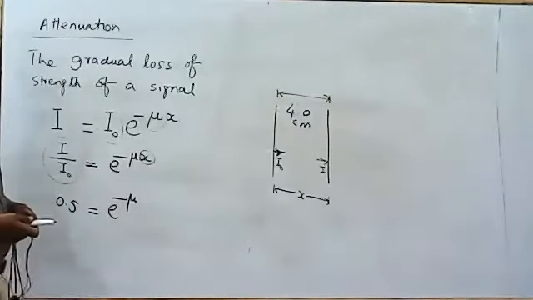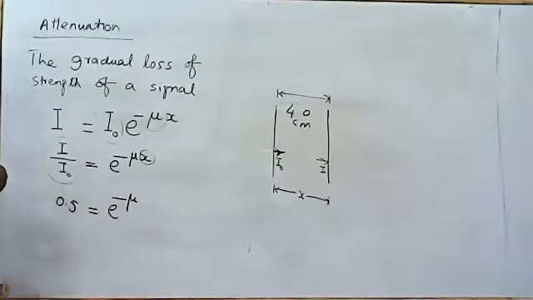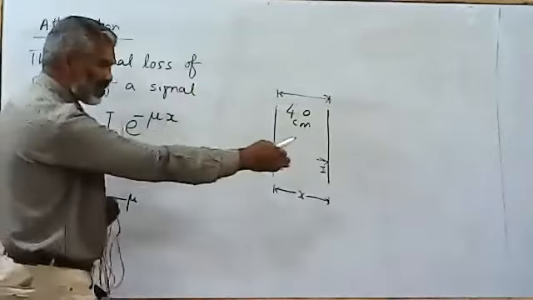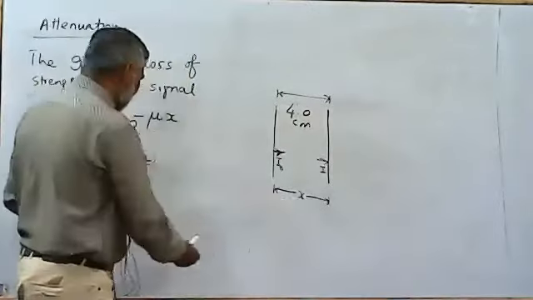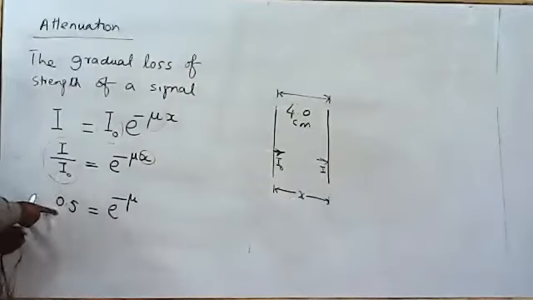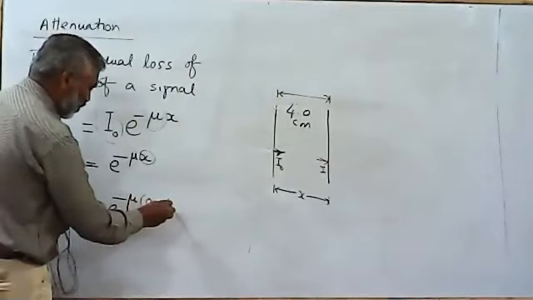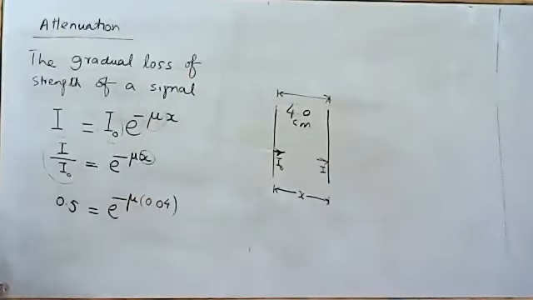So let's see how we handle this type of question in which mu is unknown. I know what fraction remains when this signal reaches there. So that is 50%, that means 0.5. Half of it remains. And this is 0.04 in meters. So you have to find the value of mu. How do you do this?